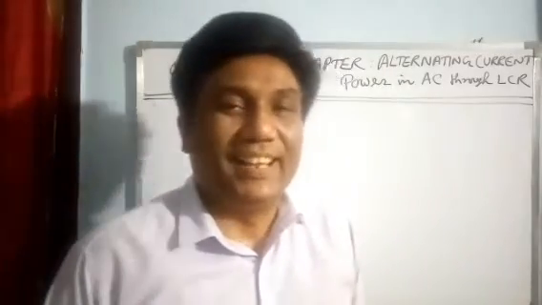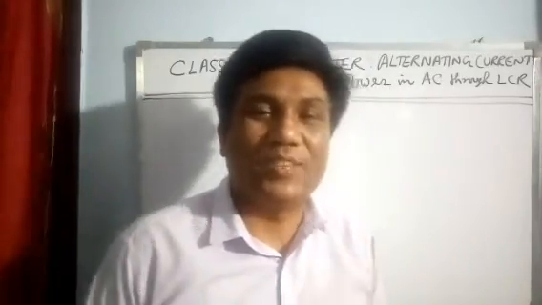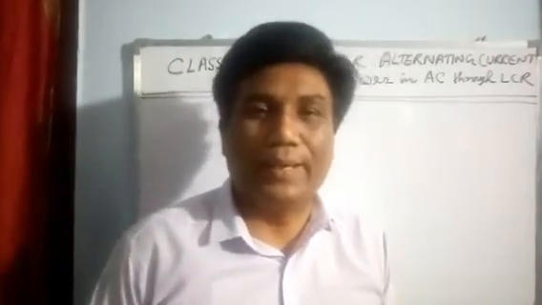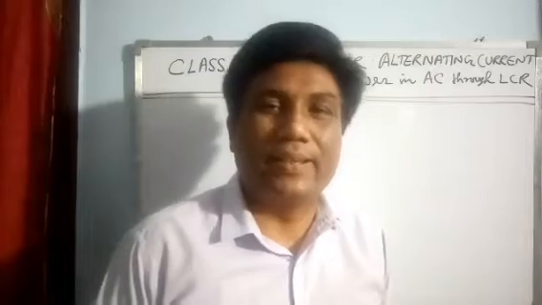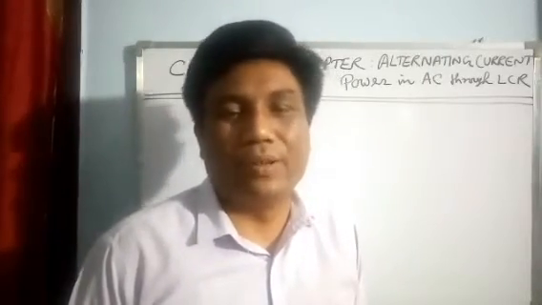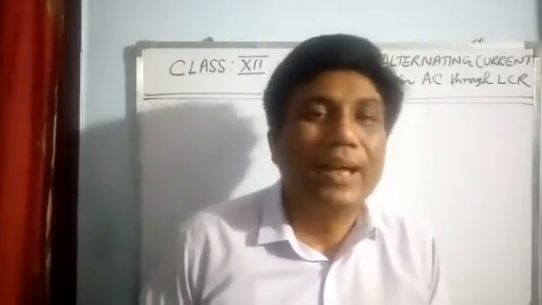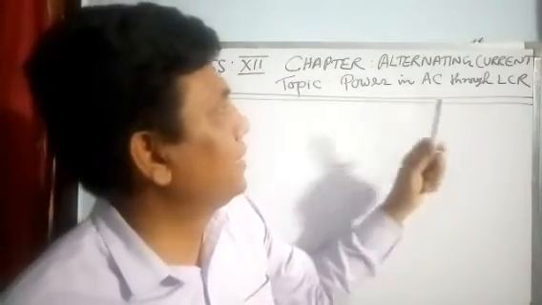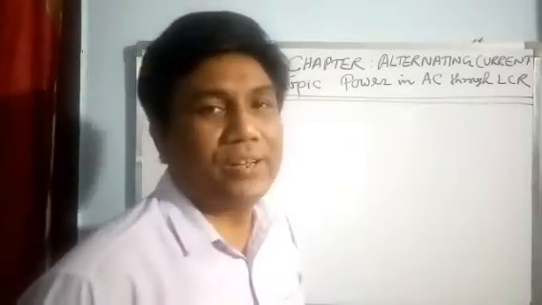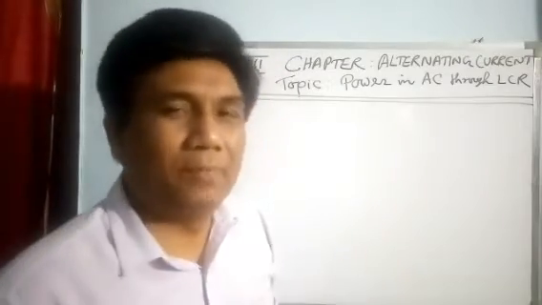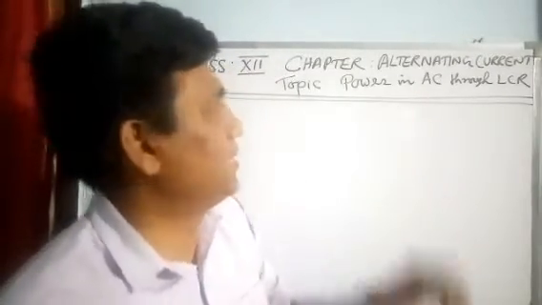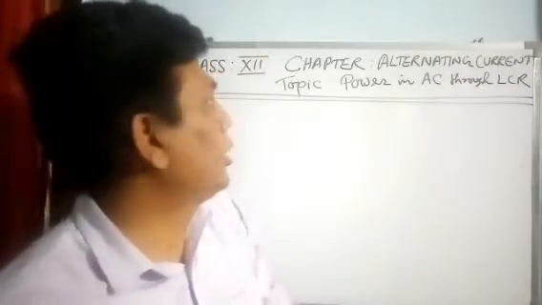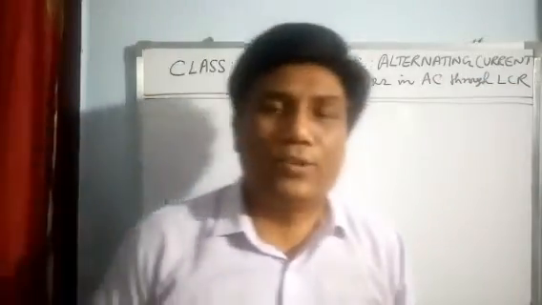In the last class we discussed the LCR series circuit and resonance of the circuit. Today we are going to discuss a topic that is power in AC when it is passed through LCR. You can directly say power of AC circuit. It is coming from alternating current, class 12.